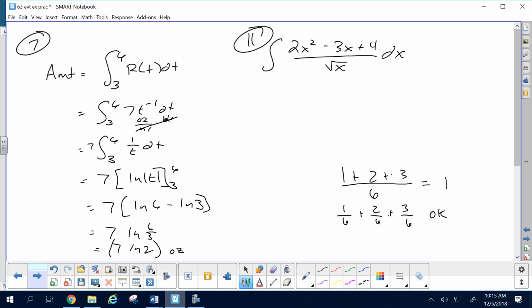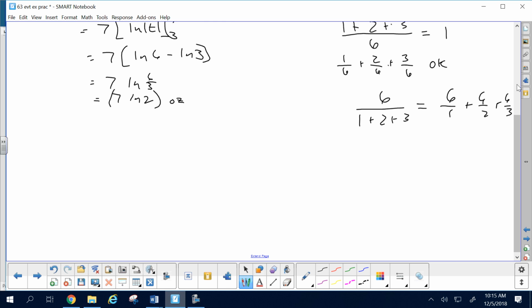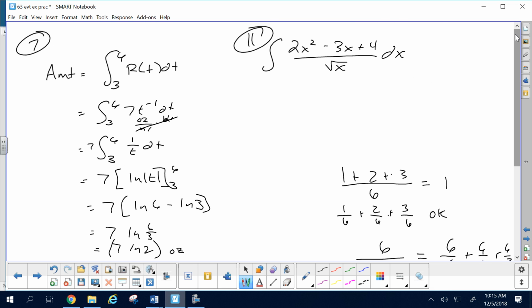Yeah, that's equal. What if the original problem was 6 over 1 plus 2 plus 3? Is it okay to call this 6 over 1 plus 6 over 2 plus 6 over 3? That's a no. So the takeaway is, if you have a sum in the numerator, you can split it into many fractions. If you have a sum in the denominator, you can 100% not split it into many fractions.